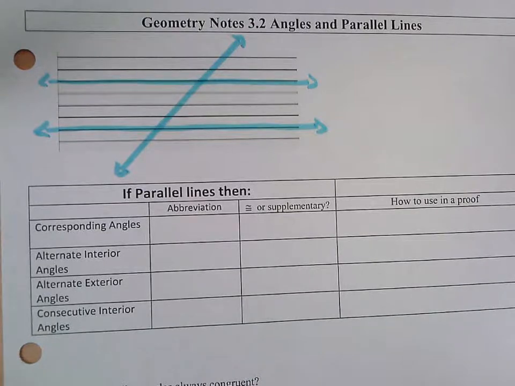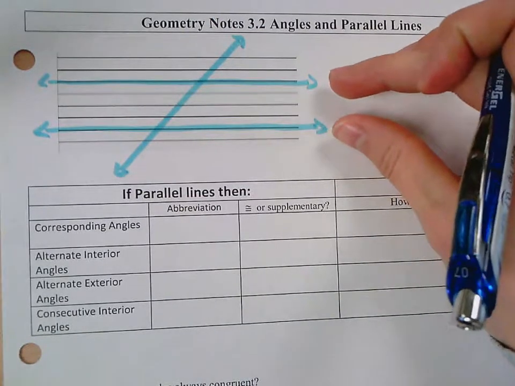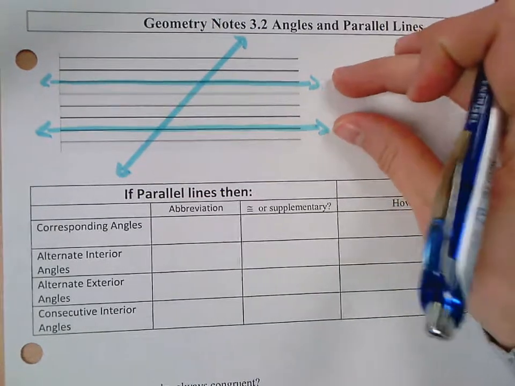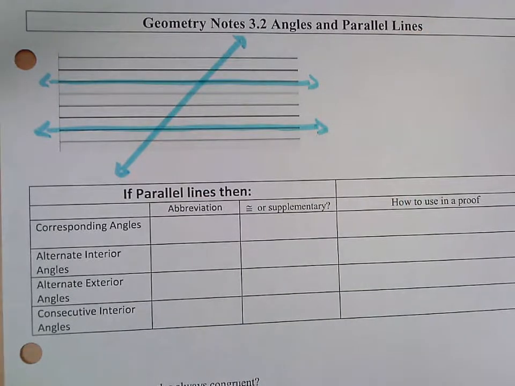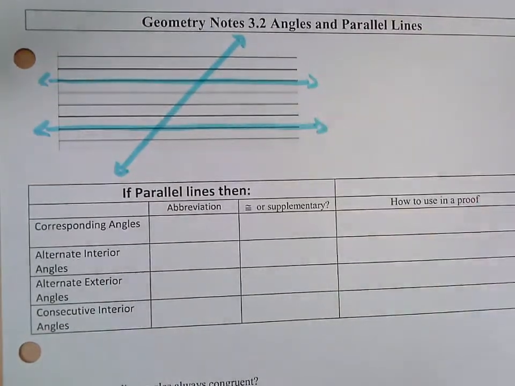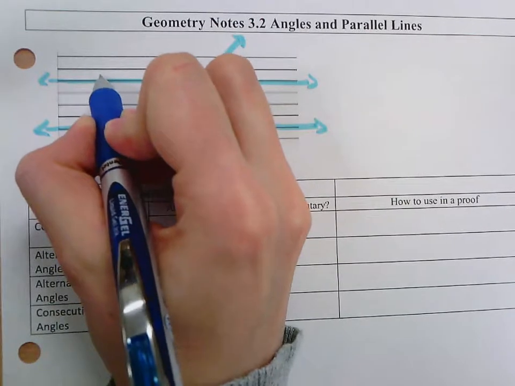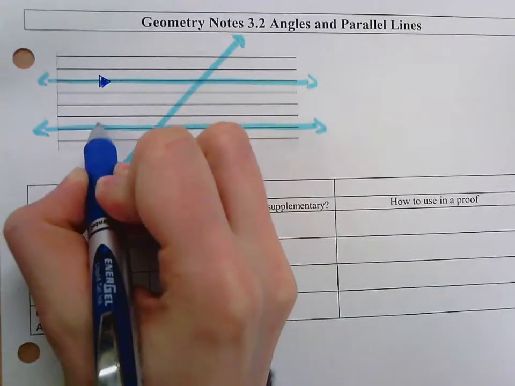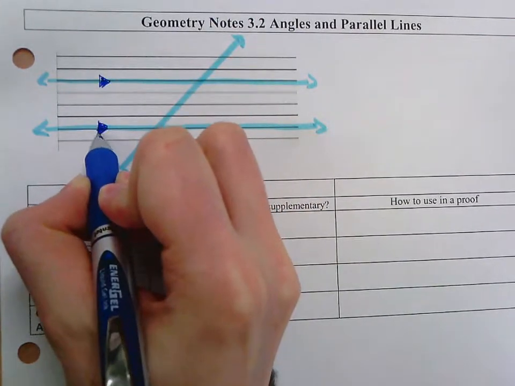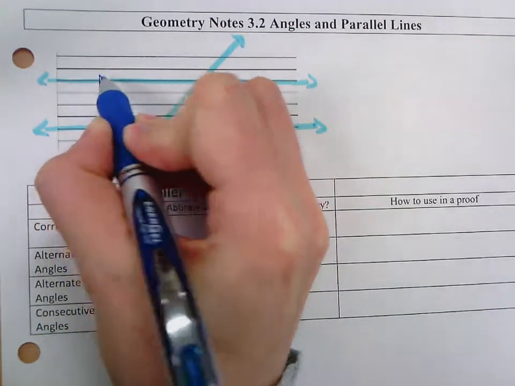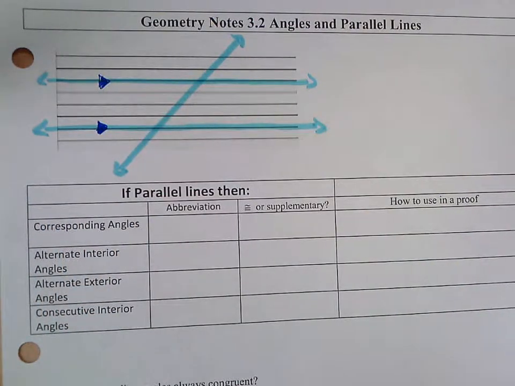Does anybody remember, if you are given a picture, how will you know, if it's not actually written in the directions, how will you know based on the picture if the lines are actually parallel? Alexia? Yeah, they have like a triangle arrow on them. So if you see that marking, that tells you they're parallel. If you don't see that marking and it doesn't say in directions that they're parallel, then you can't assume they're parallel. That has to be given to you.